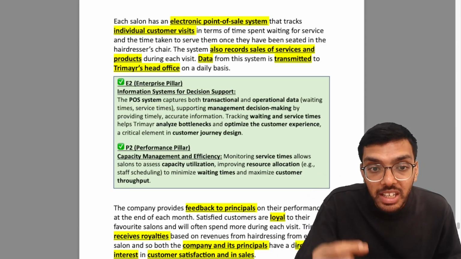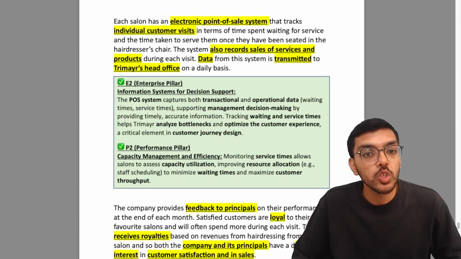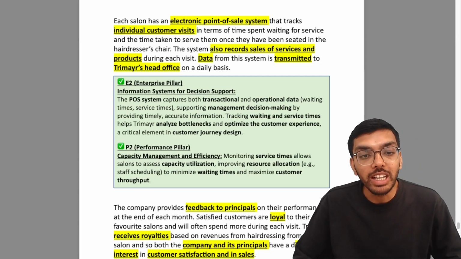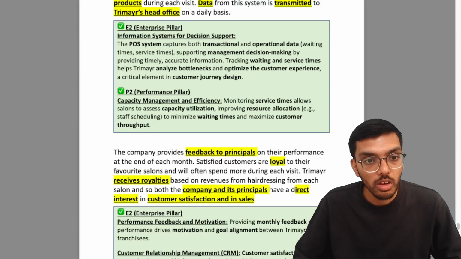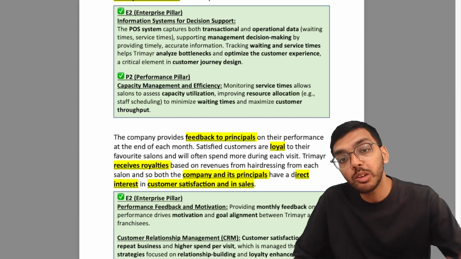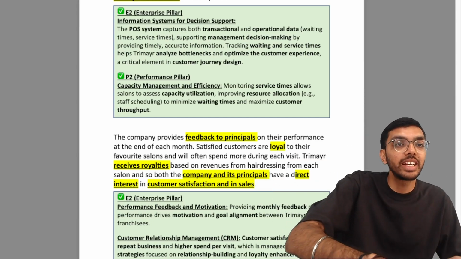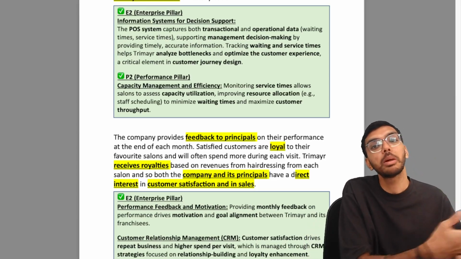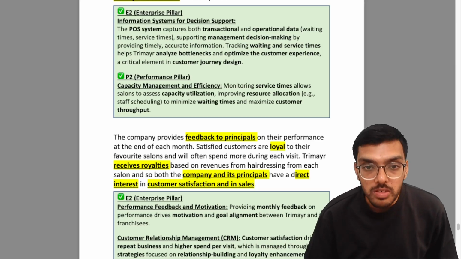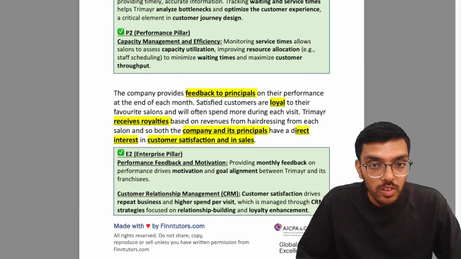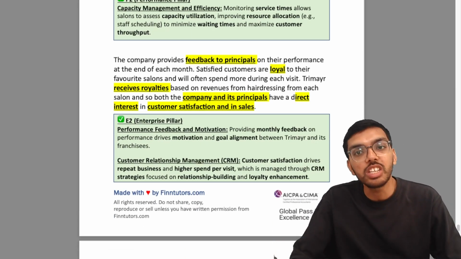Next, monitoring service times allows salons to use capacity utilization, improving resource allocation to minimize waiting times. The company provides feedback to principals on their performance at the end of each month. Daily you are receiving data, you collate this management data, and then you inform the principals about their performance. Satisfied customers are loyal to their favorite salons and will often spend more during each visit.